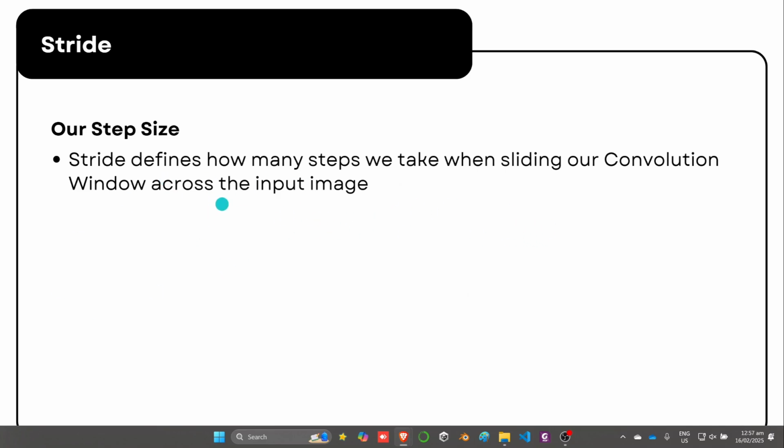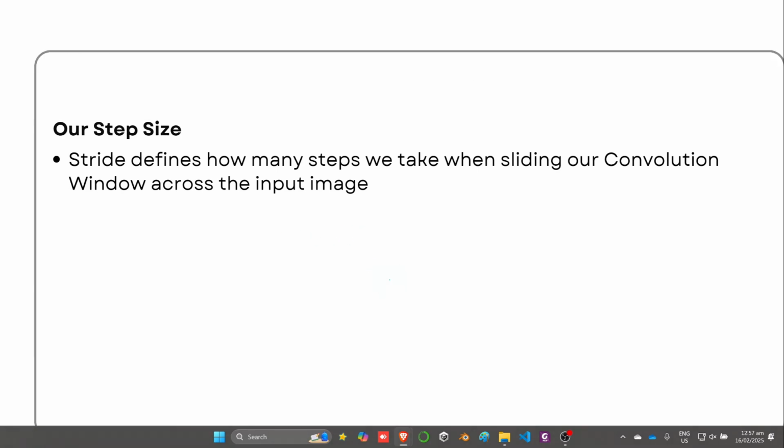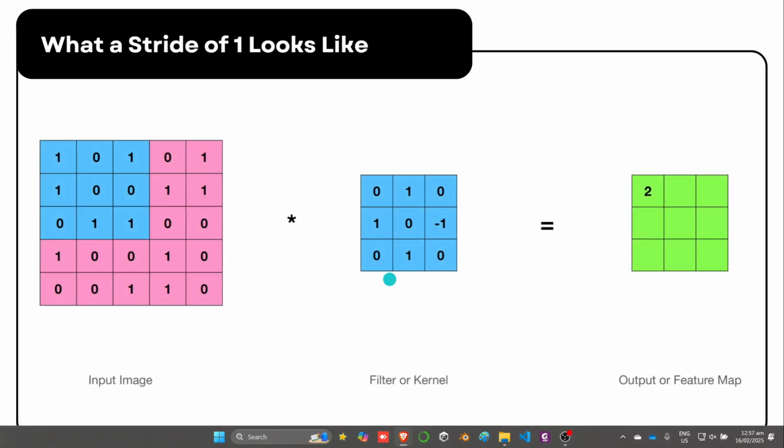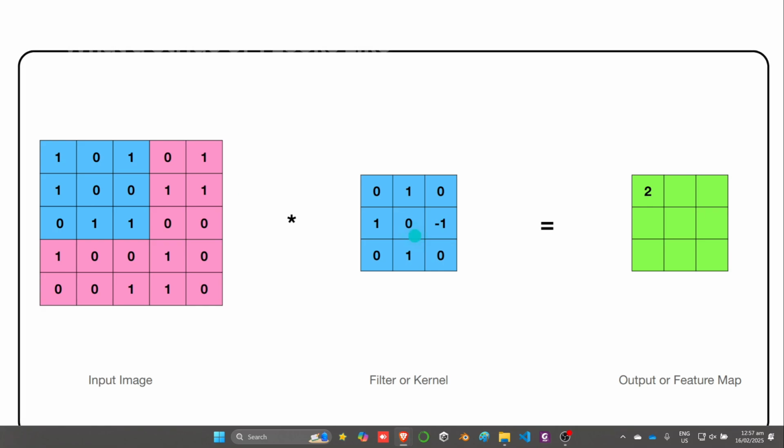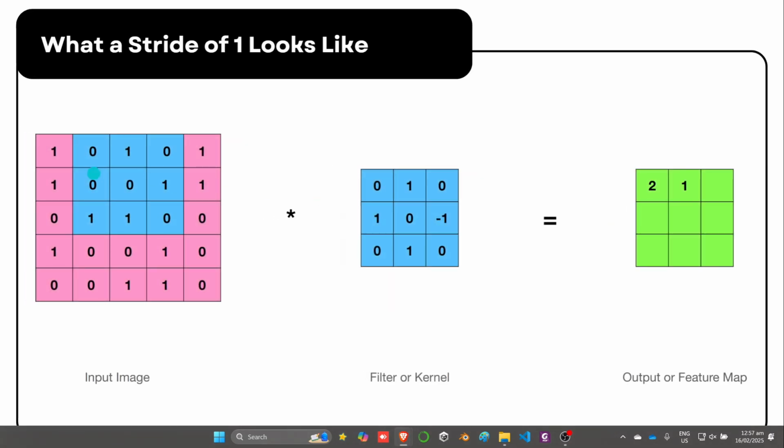Stride defines how many steps we take when we're sliding our convolution window across the image. So let's take a look at that. Remember, the convolutions we did previously had a stride of 1, as you can see here. Let's see what it looks like. You see, it moves 1 pixel to the right.